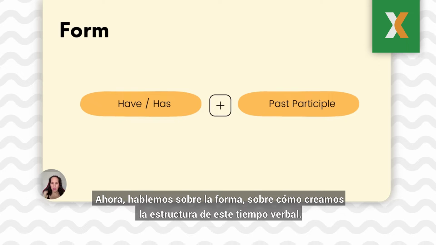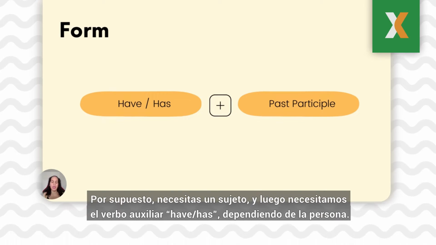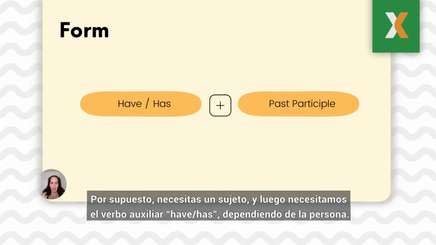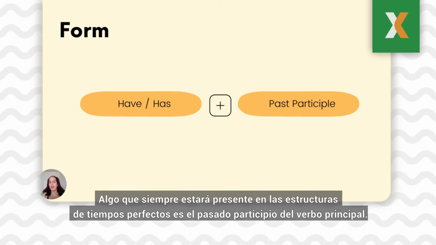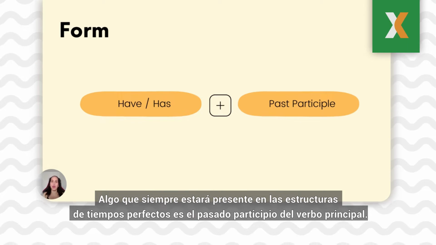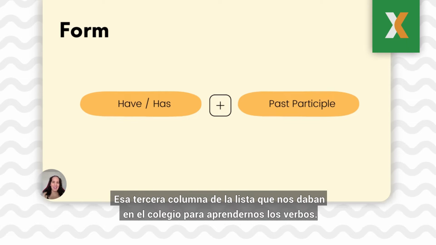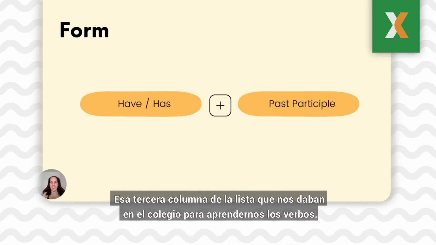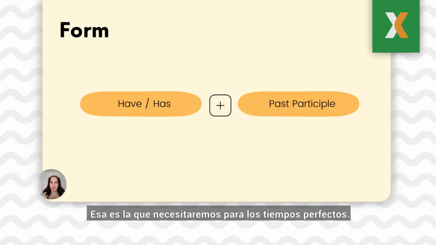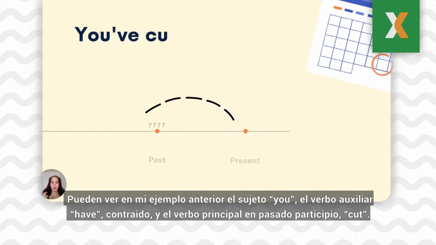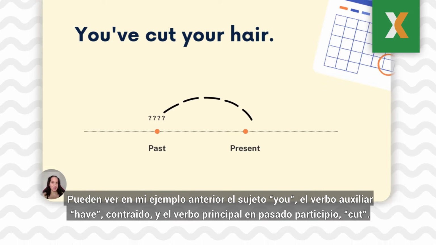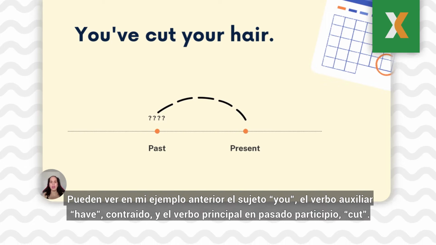Now let's speak about the form. How do we structure this tense? So, of course, you need a subject, and then you will need an auxiliary verb, have or has, depending on the person. And then something that will be there for every perfect tense is the past participle of the main verb. That third line from the list that they always gave us in school for us to learn the verbs, that's the one that we will need for perfect tenses.